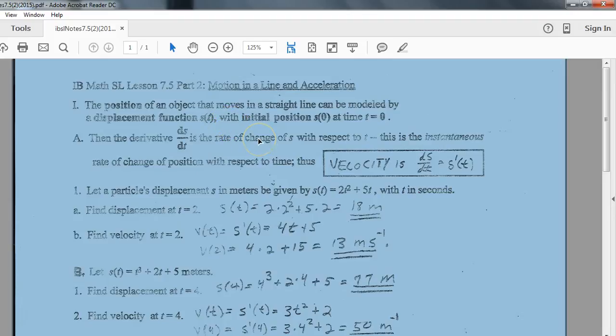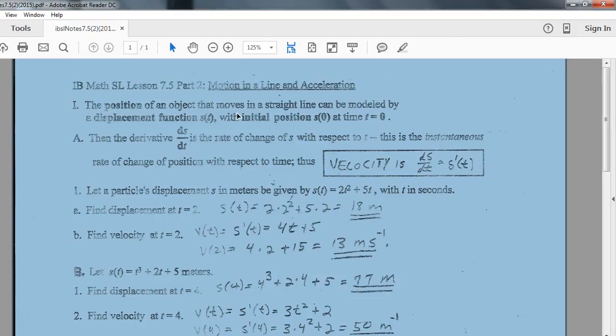So when we did the lesson for 7.5 part 1, we looked at higher order derivatives like a second derivative, third derivative. This section is going to tell you how those things relate to the real life application of things. This would be most closely related to physics. So if you took physics or are in physics, this would be the best connection to that class.